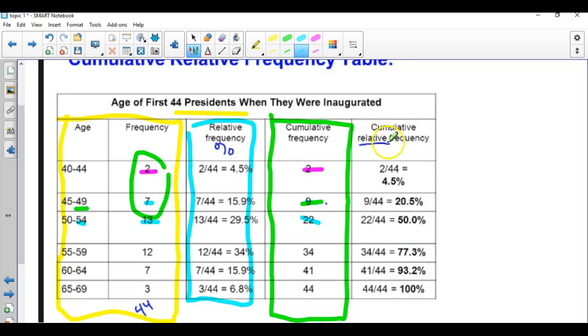And over here, you can see the cumulative relative frequency. So you're just taking that number and dividing it by 44. So this 50% means 50% of the presidents inaugurated were 54 or under that age. Take a second, write down some notes if you have any questions.